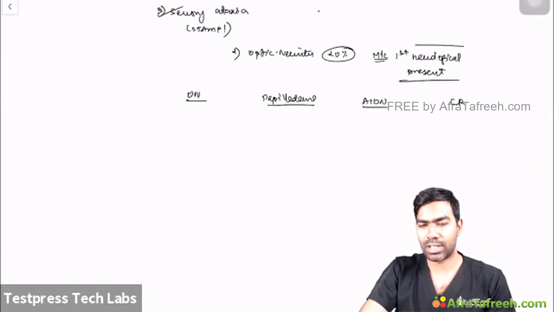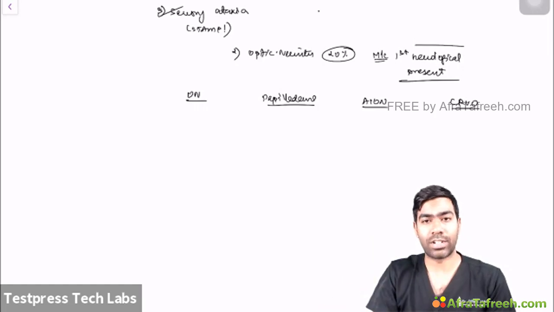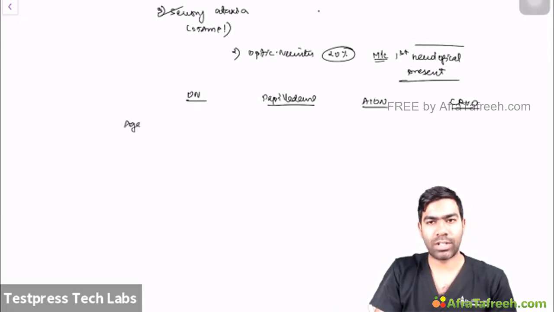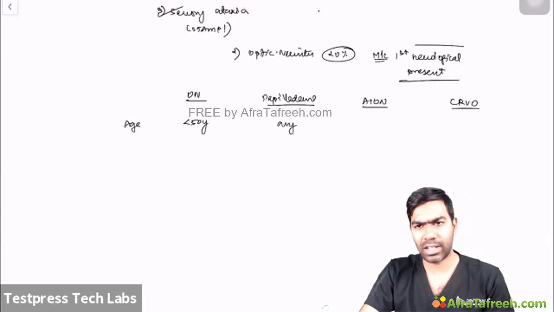Then you have a central retinal vein occlusion, CRVO. How are you going to differentiate all these things from a common medical perspective? First, the age of the patient. Optic neuritis will usually be at a young age, less than 50 years. Age can be anything in the setting of papilledema.